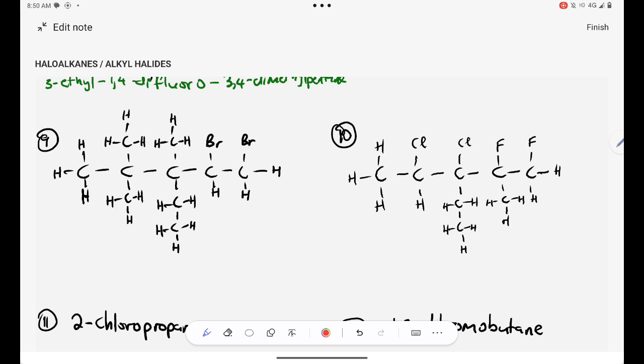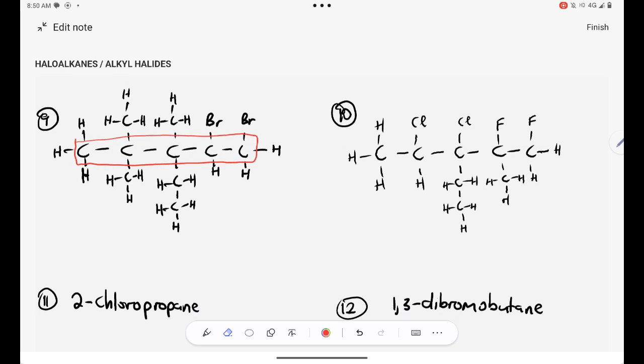Okay, please guys, you will name this one in the comment section. I'll definitely come back, guys, and check whether you're correct or not. If you're incorrect, I'll definitely come and correct you.